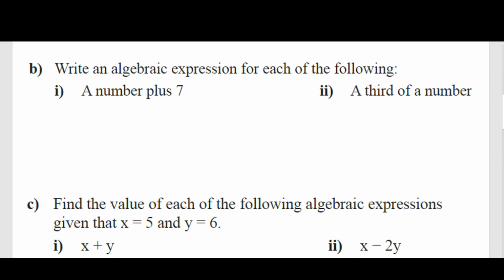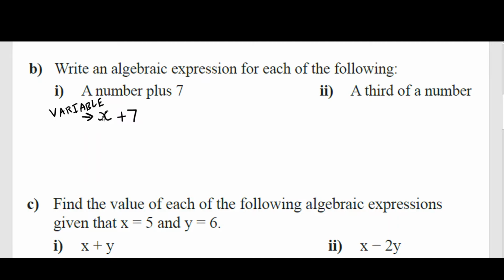B. Write an algebraic expression for each of the following. A number plus 7. So, x plus 7. x is the unknown number. In mathematics, we call it a variable. A variable there. And it's a number we don't know. And the expression we need to write is x plus 7.